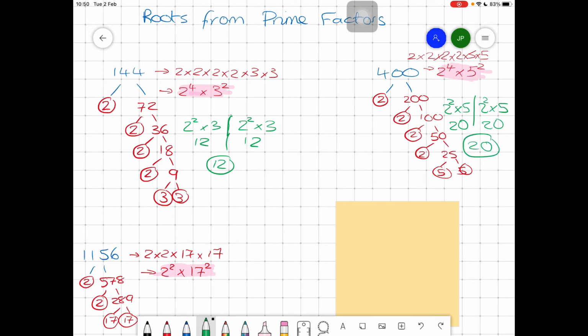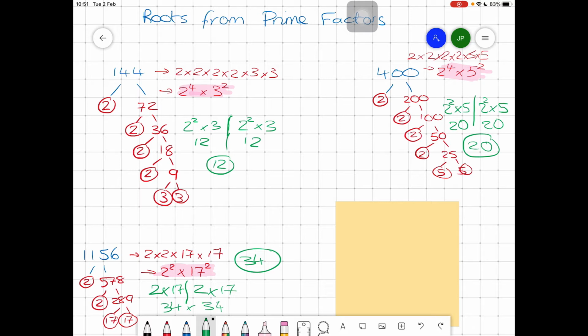The 1156, again, I can split into 2, because my 2 squared I can split into a 2 and a 2. My 17 I can split into a 17 and a 17. Therefore, I'm confident that it is a square number. Okay. I can therefore find the square root. 2 times 17 is 34. Therefore, 34 must be the square root of 1156.